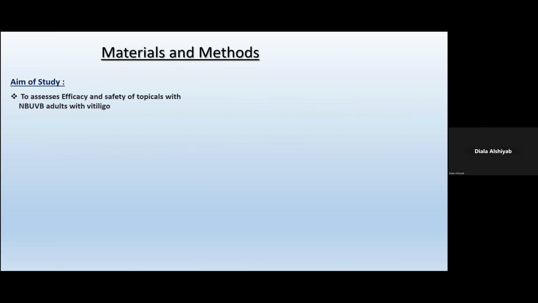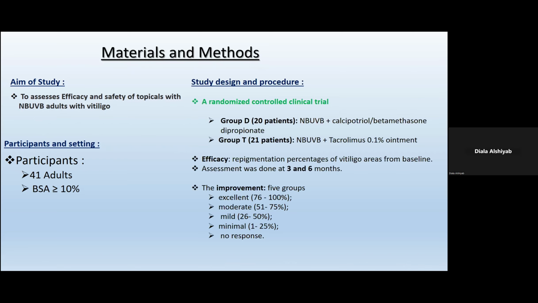The aim of the study was to assess the efficacy and safety of different topicals in combination with narrowband UVB. We compared tacrolimus and betamethasone, calcipotriol. The participants were 41 adults with generalized vitiligo of body surface area of more than 10%. This is again a randomized controlled clinical trial.